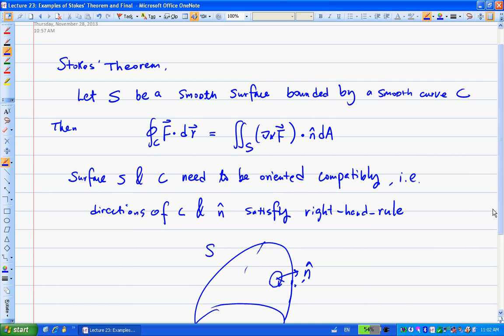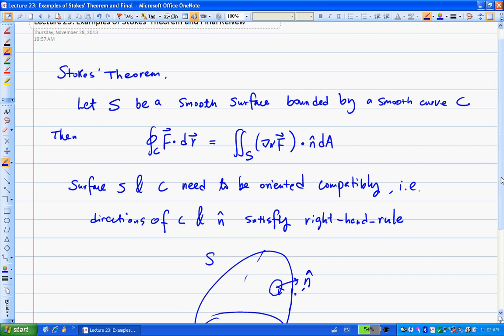Okay, so we only need to go over a couple examples on Stokes Theorem, and that'll be it. In the last lecture we covered two important theorems. One is the divergence theorem, and the other is Stokes theorem. As I said, these two theorems basically made use of everything that we learned in this class.